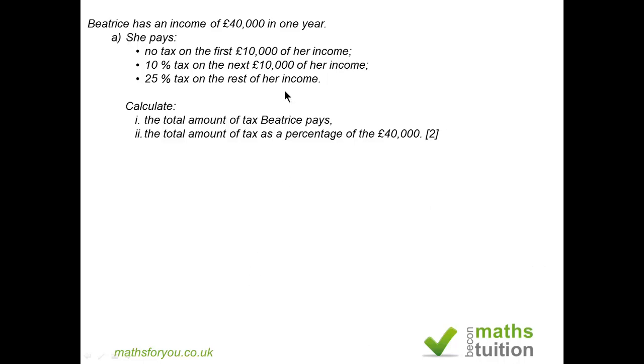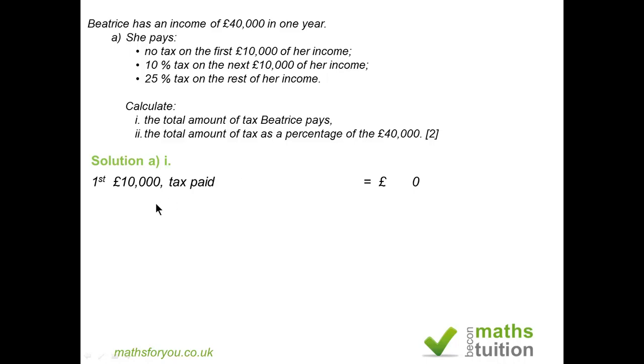Section A. Now, she pays no tax on the first £10,000 of her £40,000 income, and she pays 10% of the next £10,000, and then she pays 25% tax, that's a quarter, on the rest of her income. The rest, in this case, is 40,000 minus 10,000 minus 10,000, and that should give us 20,000.